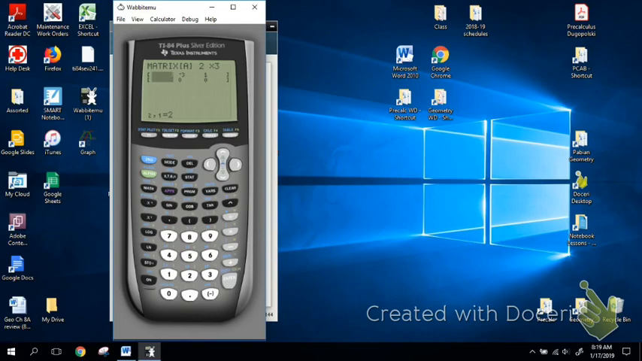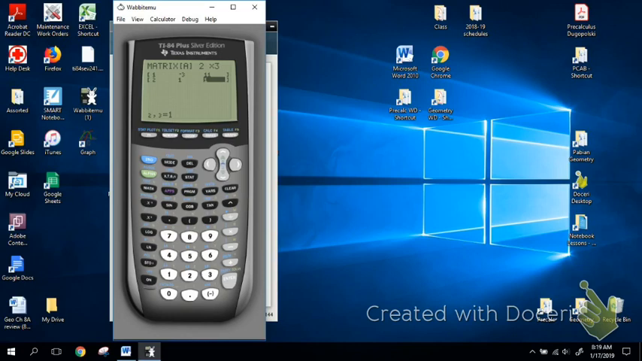That's still a 1, though. Typing on this is hard. And then we have 2, 1, 1. All right. So that is my augmented matrix. The only difference here is your calculator doesn't care it's an augmented matrix. It's just a 2x3 matrix according to your calculator.